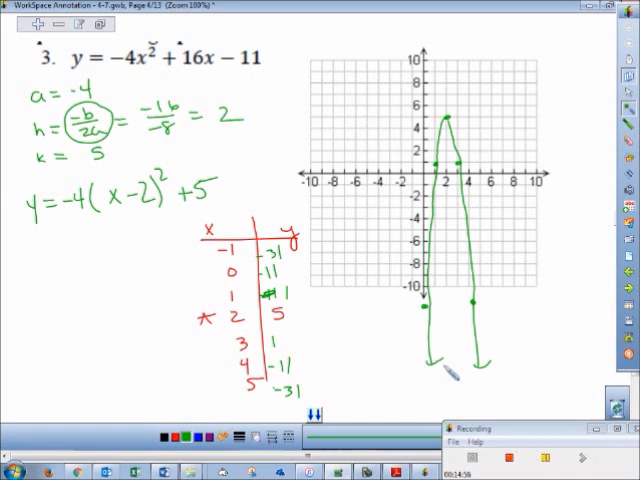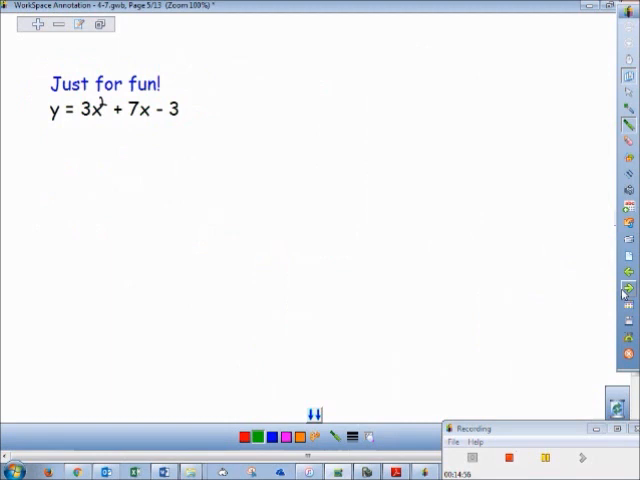Holy smokes, that's a skinny parabola. Why is it so skinny compared to the other ones? The A value, if you think of it as an absolute value, is 4, and that vertically stretched it by a factor of 4, four times skinnier. Sweet!